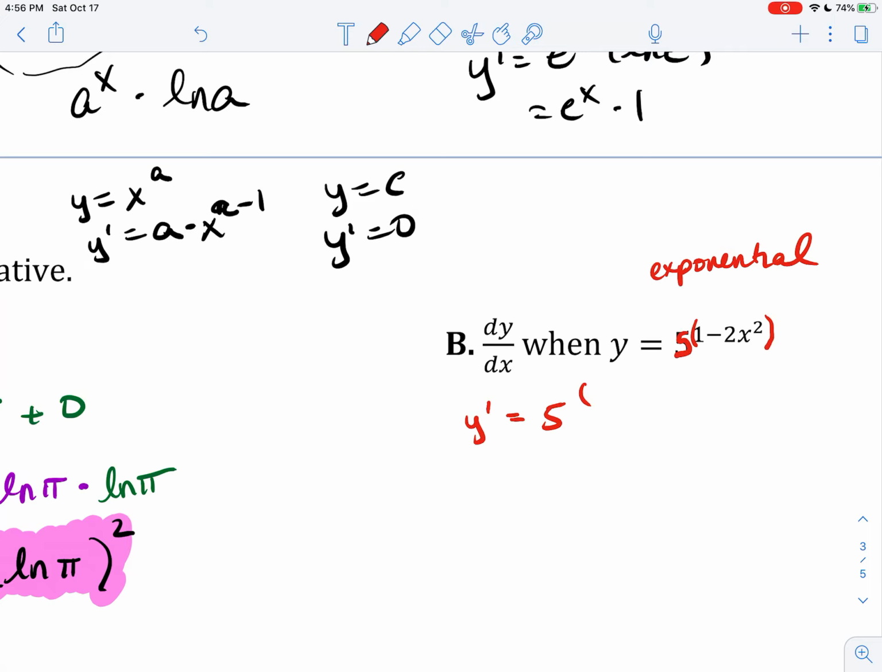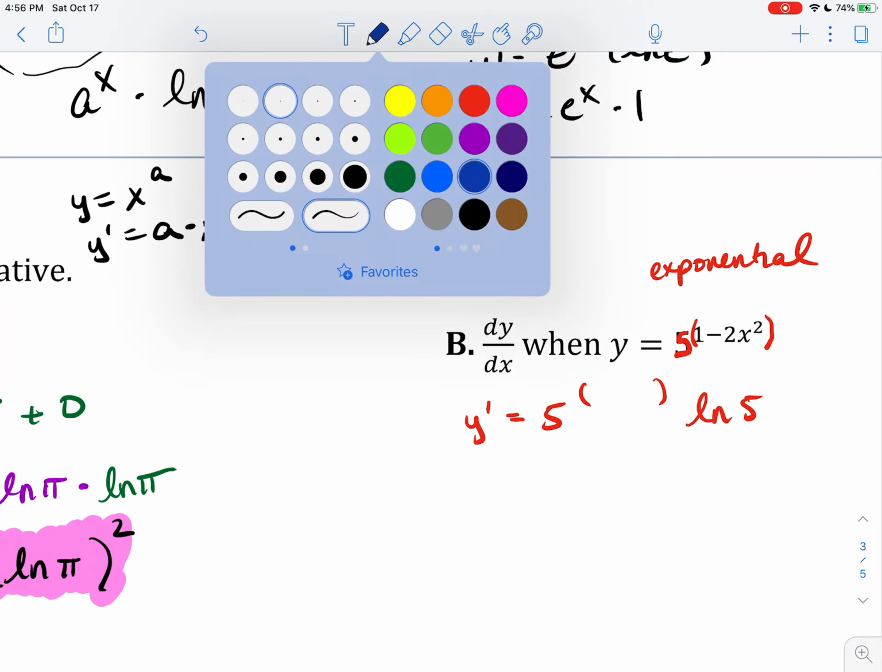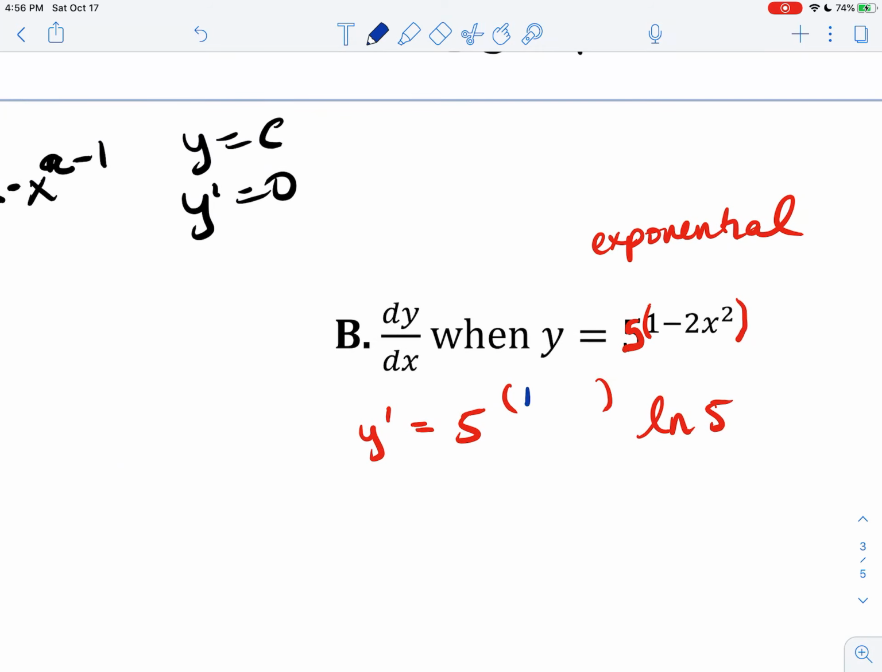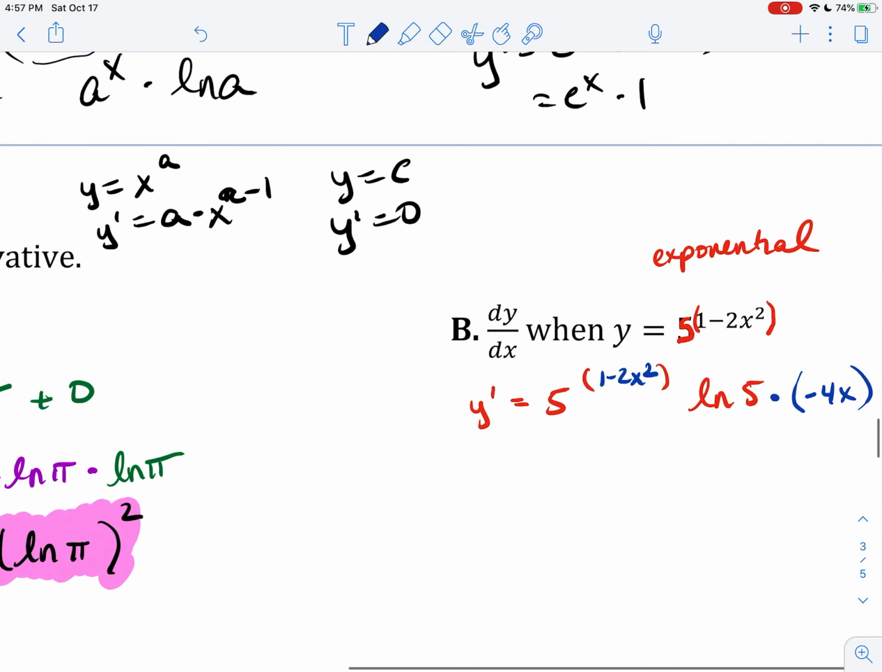So when I take my y prime, it's going to be 5 to the x times the ln of 5. And now I'm going to evaluate at the inside, but then I'm going to multiply by the derivative of the inside. And the derivative of the inside is 0 minus 4x, so I just have minus 4x. Okay. And to clean things up, we typically put coefficients in the front, followed by algebraic functions, followed by exponential functions, and then trig functions.